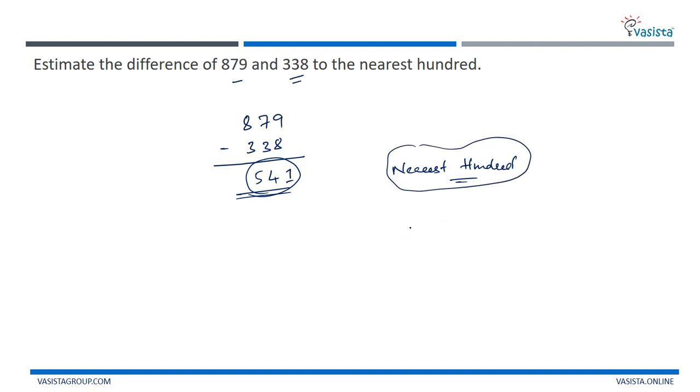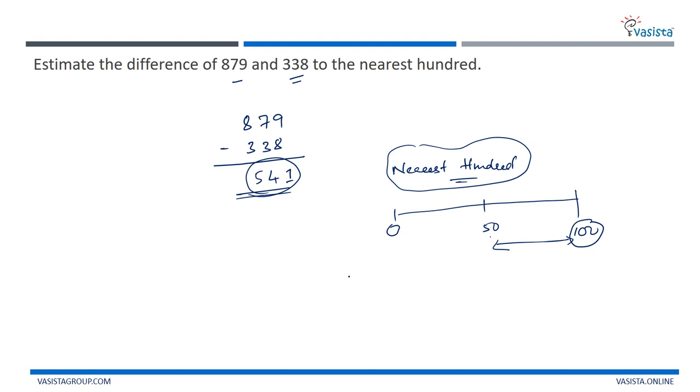So, nearest 100, now check out here. On the estimation scale, you know that it goes from 0 to 100, right? If the value is 50 and above, you are supposed to estimate to the 100. If the value is less than 50, then you are supposed to estimate to the 0.